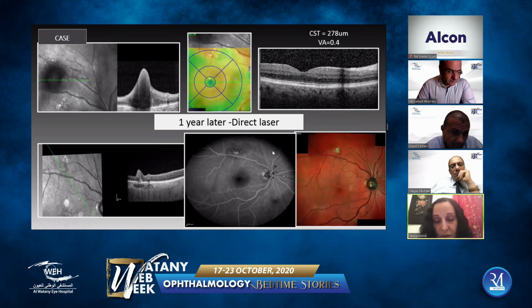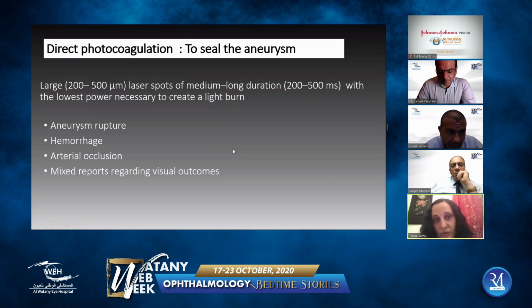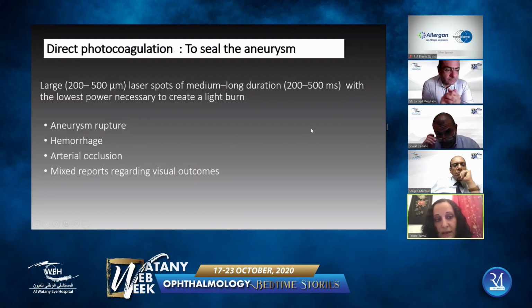But as we can see, the patient had, by another eye doctor elsewhere, a direct laser treatment to the macroaneurysm. This aims to seal the macroaneurysm, as Dr. Magid said, with a large spot size, medium to long duration, and the lowest possible power, but we have to keep in mind this is not without complications. You can have a rupture, which can induce hemorrhage, or you can have an arterial occlusion.